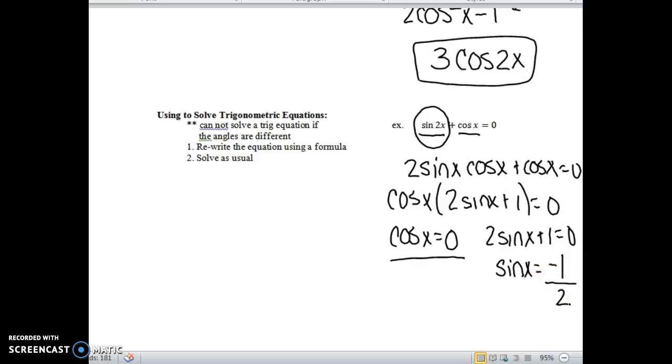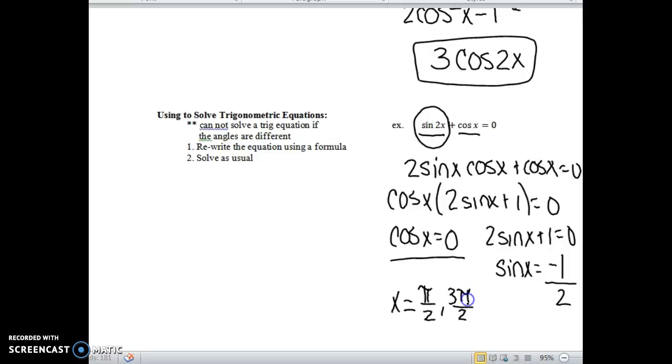So then I just need to find where the sine of x equals -1/2 and the cosine of x equals 0. So I go to my unit circle. On my trusty unit circle, I find the cosine is 0 at both, I'm going to use radians, at pi halves and 3 pi halves.